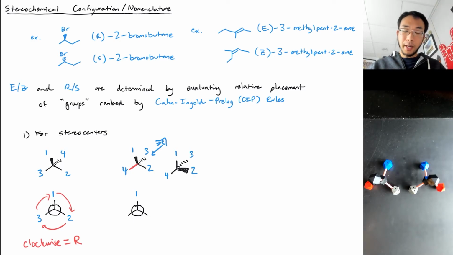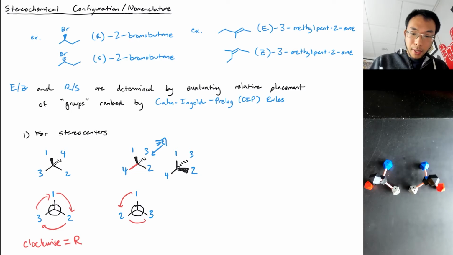Right, so I'm putting the group 1 and 4 in the same plane, so that helps me visualize where 2 and 3 go. And when I do that, then I should see that 2 would be to the left, 3 would be to the right. Then I go through and see what direction I'm going with these groups. Then I see that we're going counterclockwise, and if it's counterclockwise, we call that an S configuration.